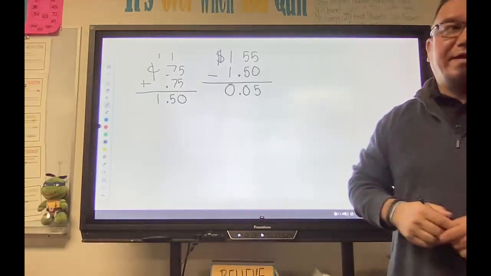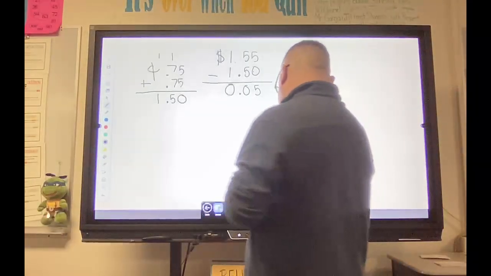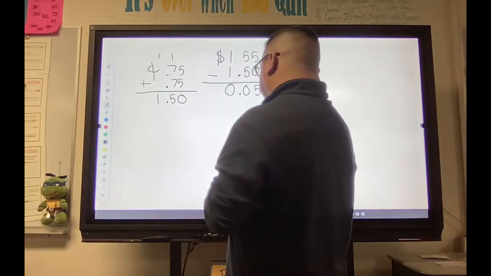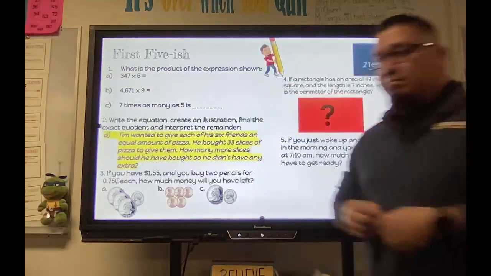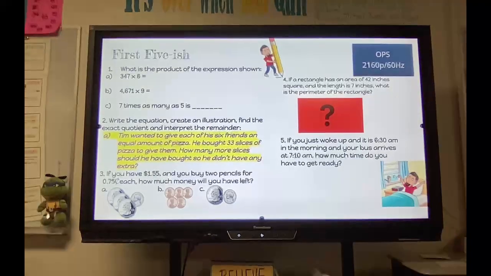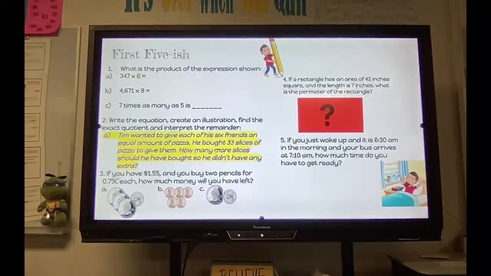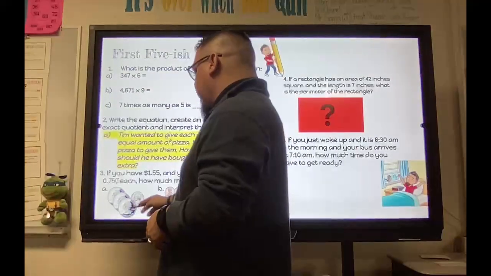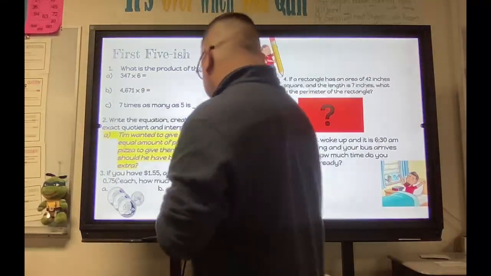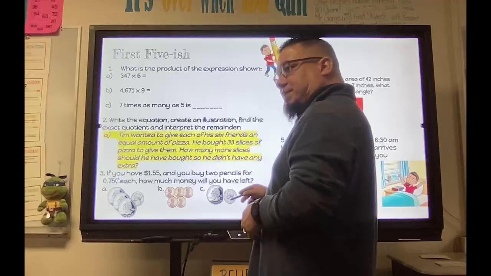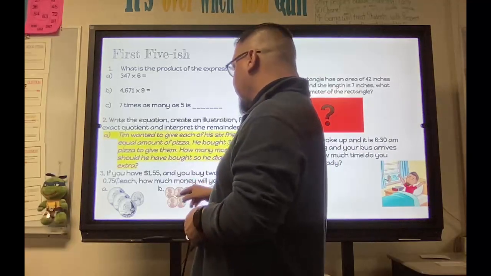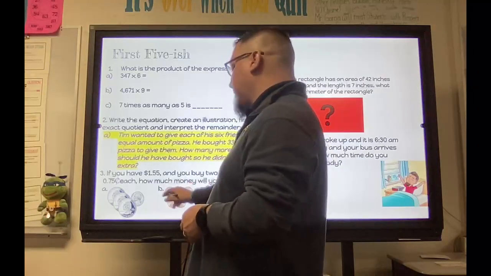So how much change do you have left? 5 cents. Okay, now which picture is that? Which one is 5 cents? Bella. B, yes. This is 75 plus a nickel, 80 cents. 25 cents plus a dime, 30 cents. 5 pennies? 1, 2, 3, 4, 5. So your answer should have been B, okay?